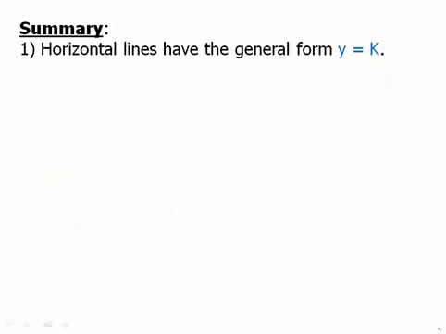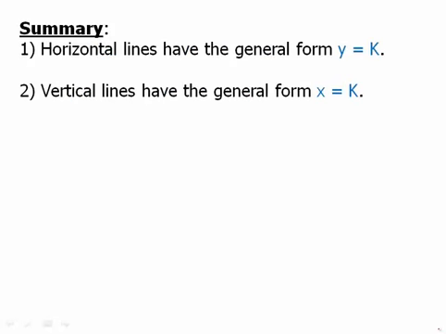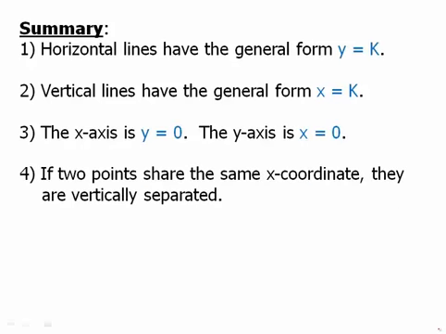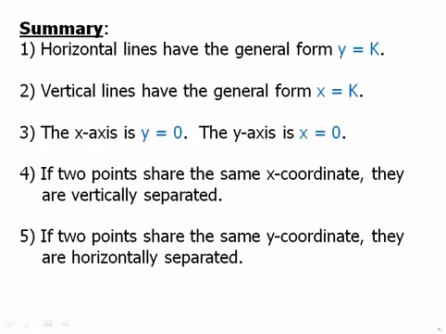In summary, horizontal lines have the general form y equals k. Vertical lines have the general form x equals k. The x-axis has the equation y equals 0. The y-axis has the equation x equals 0. If 2 points share the same x-coordinate, they are vertically separated. They lie on the same vertical line. And if 2 points share the same y-coordinate, then they are horizontally separated. They lie on the same horizontal line.